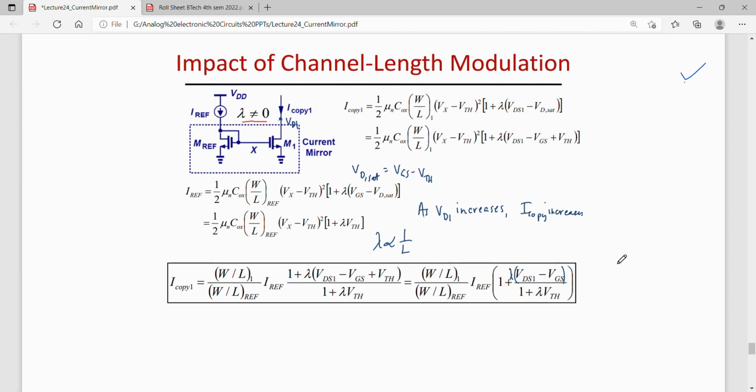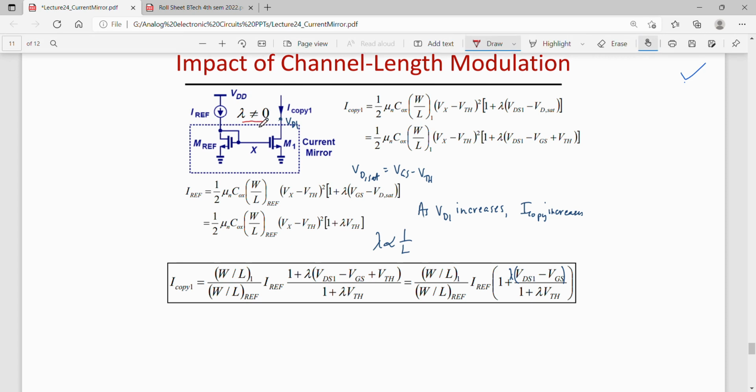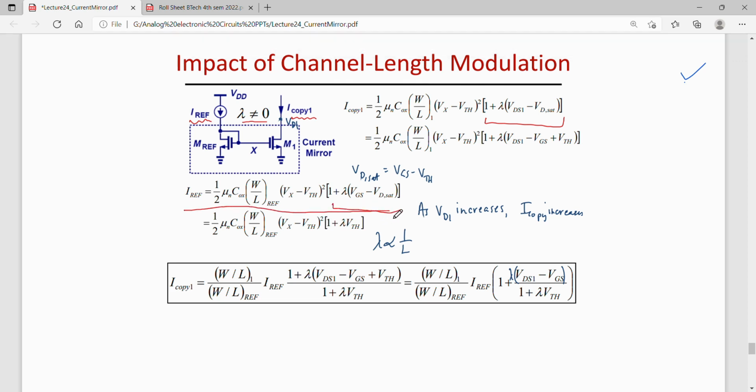Now so far we haven't considered channel length modulation, which can also be included by saying that lambda is not equal to 0 this time. So one can write the drain current equation for I copy and Iref by including lambda. This part will be extra: mu n C ox W by L by 2 times (VGS minus VT) squared times (1 plus lambda (VDS1 minus VDsat)). So finally, Iref also can be modified by including this 1 plus lambda VDS term.